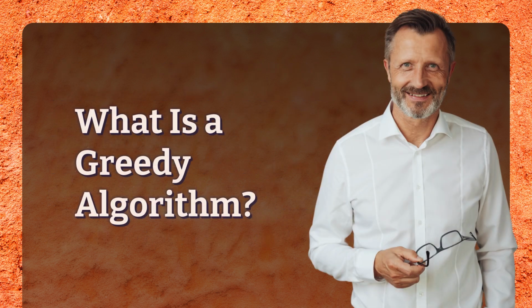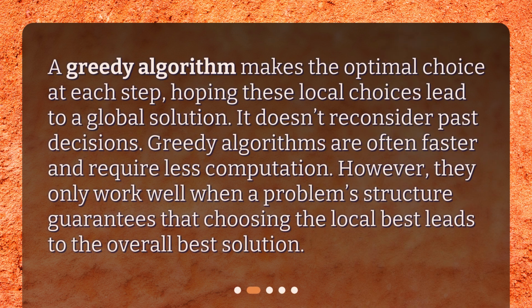What is a greedy algorithm? A greedy algorithm makes the optimal choice at each step, hoping these local choices lead to a global solution. It doesn't reconsider past decisions. Greedy algorithms are often faster and require less computation. However, they only work well when a problem structure guarantees that choosing the local best leads to the overall best solution.